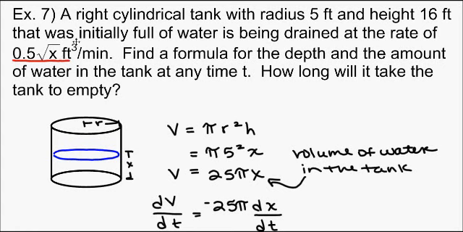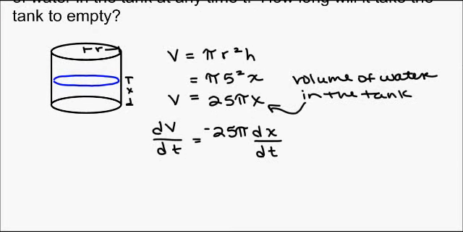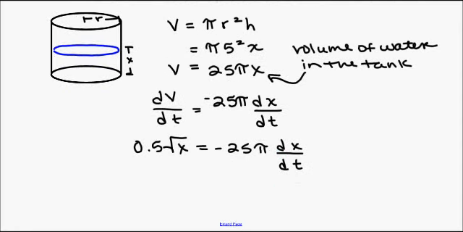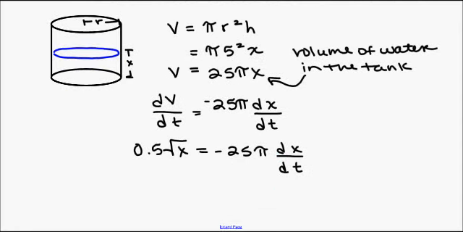This feet cubed, again, if you have trouble with this is your tip-off that we're talking about a volume. So do pay attention to your units. That is dV dt. So I'm going to put that in right here. 0.5 square root of x equals negative 25 pi dx dt. Awesome.